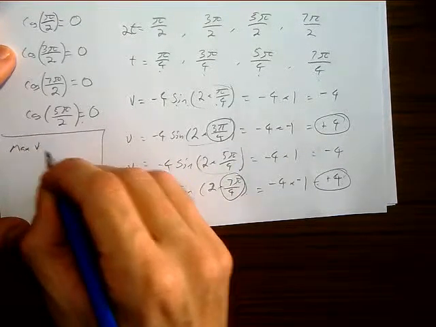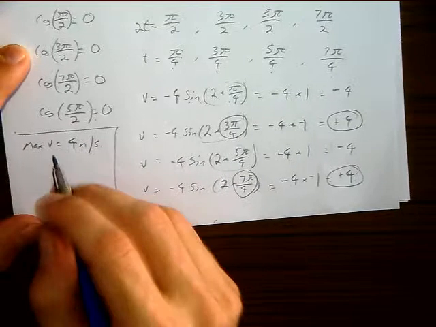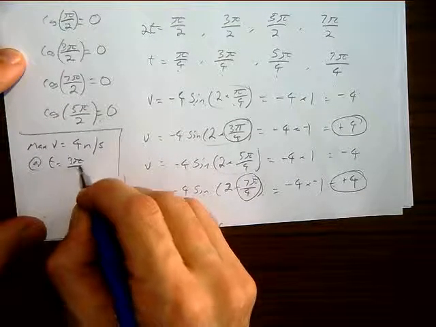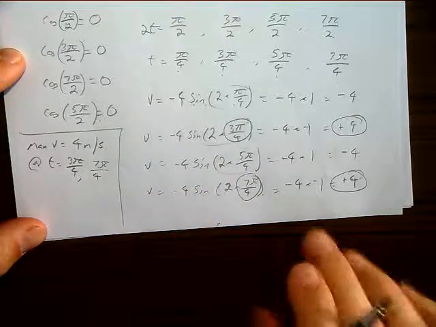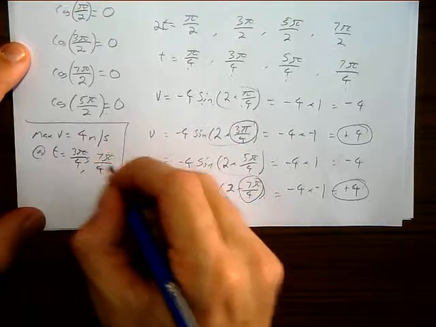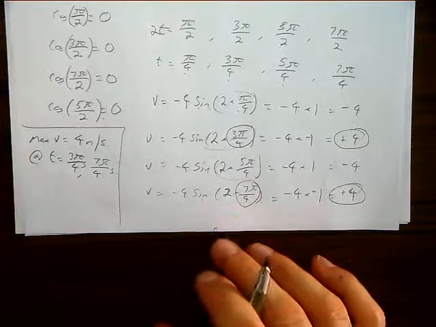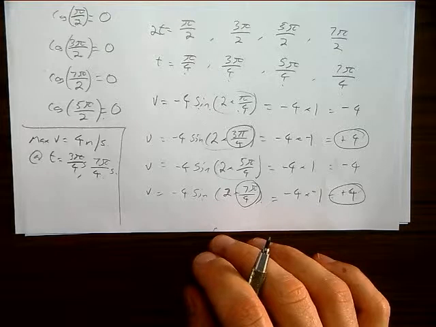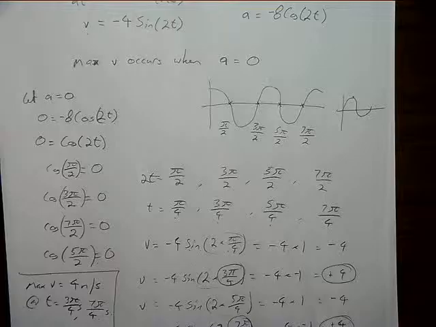So we'll write that down. The max v is 4 meters per second, assuming units, at t equals 3 pi on 4 and 7 pi on 4. We're assuming seconds. It'll be in meters per second unless otherwise stated, and in fact it should state it anyway. Alright, so that's a kinematics simple harmonic motion question.